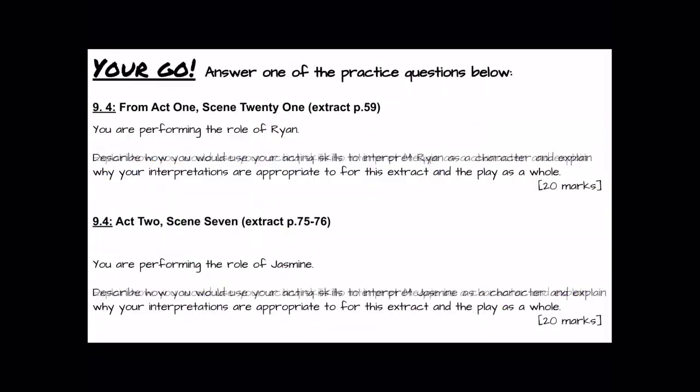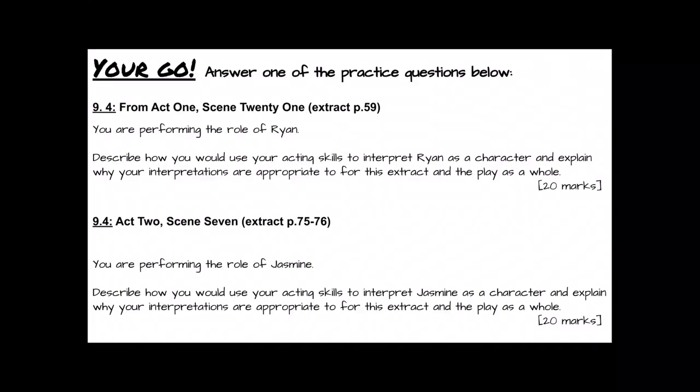So now it's your go to have a go at one of the following questions. It's looking at how you would interpret the characters as before. We've got an example for Ryan and then Jasmine, and it gives you the extracts and the page numbers. So just flick through your copies of Noughts and Crosses to get to that. I would spend 25 minutes on this question.